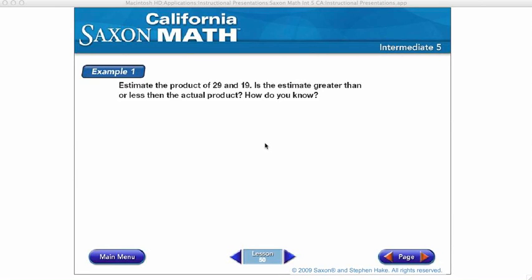Hi everyone, today we're going to be talking about Lesson 50, Estimating Arithmetic Answers.